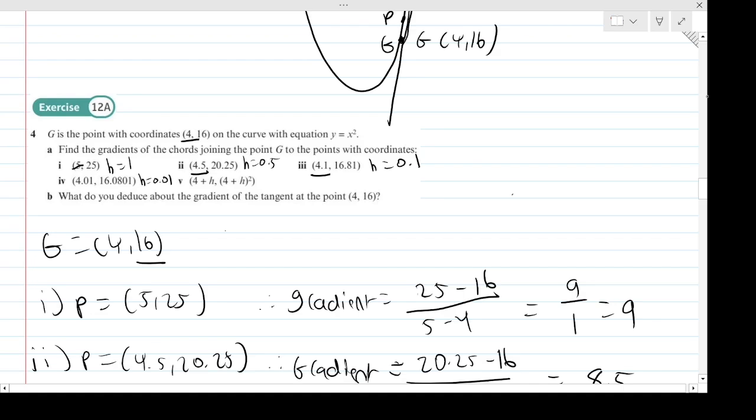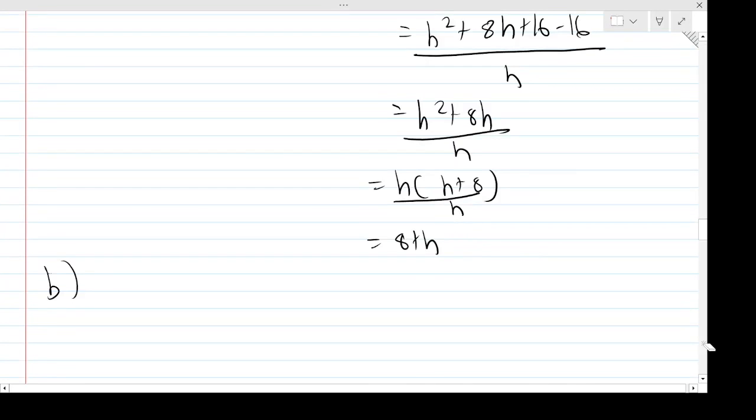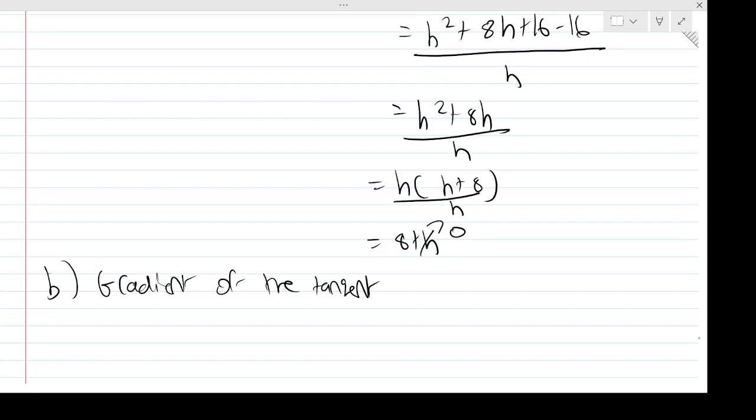So h is getting closer and closer to 0, meaning the distance between G and P is diminishing. So we're getting closer and closer to the point G. And so when there's no gap between them, h is 0, so we get 8 there. So that would be my gradient then, okay? So the gradient of the tangent to the curve at G, remember the curve is x squared, at G is 8, okay? Via this sort of method, right?